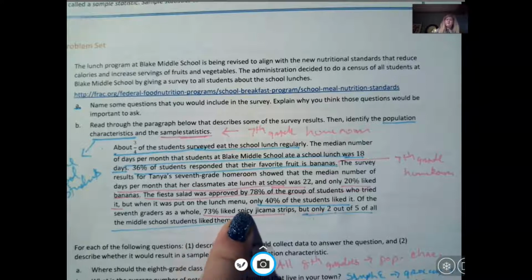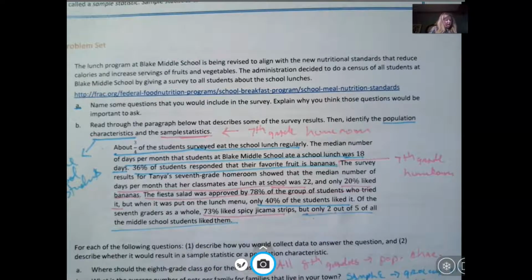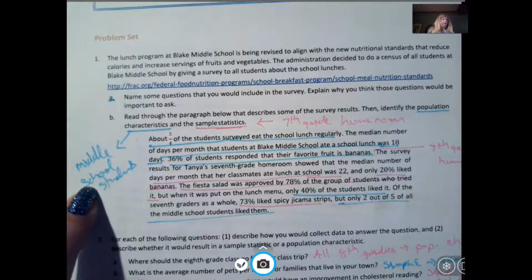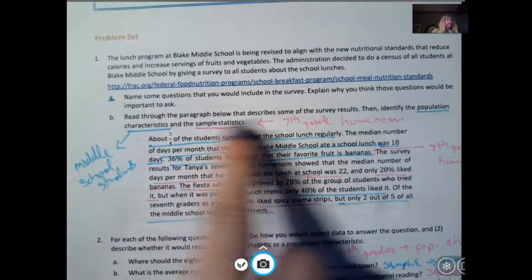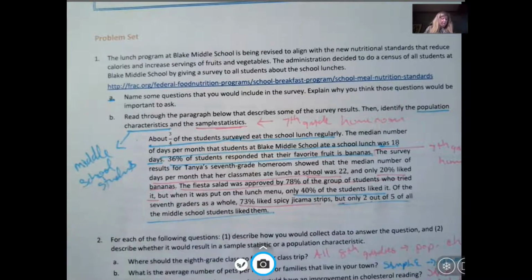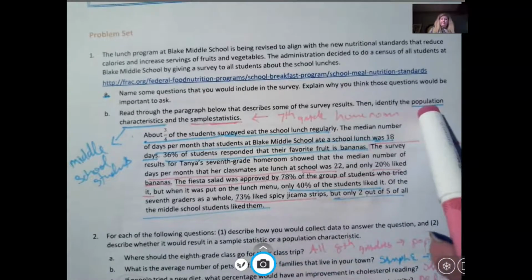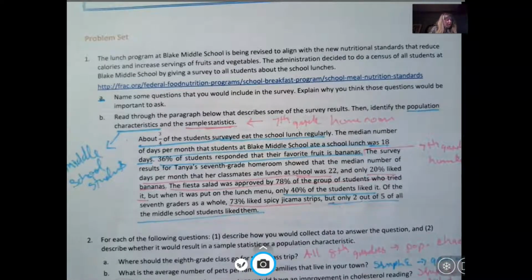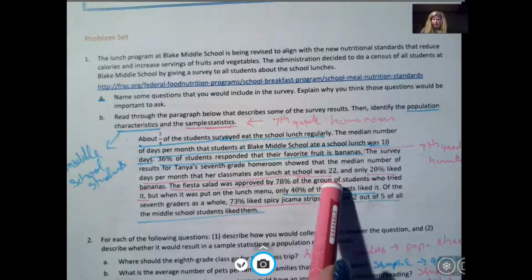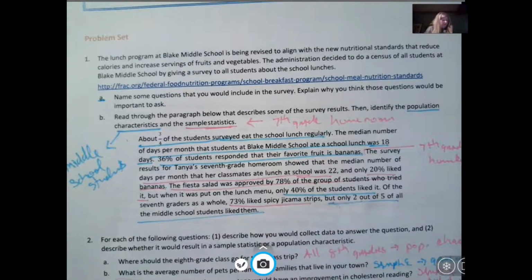7th graders, so that's just a sampling of the school, just the 7th graders. 2 out of 5 of all the middle school liked them. So 2 out of 5 of all the middle school, that was the population, all the middle school students. And then the sample statistics were from either the 7th grade homeroom or from the people that tried that one thing, the Fiesta salad.